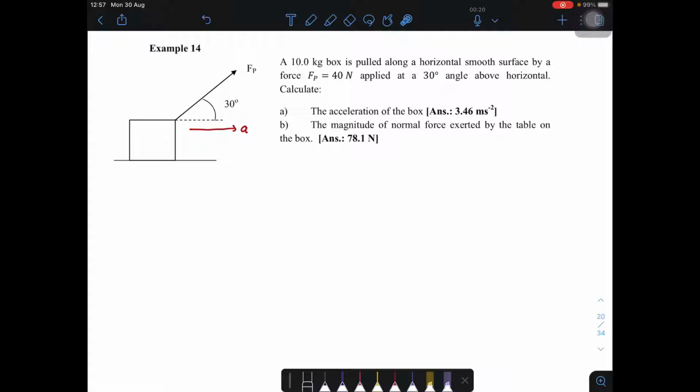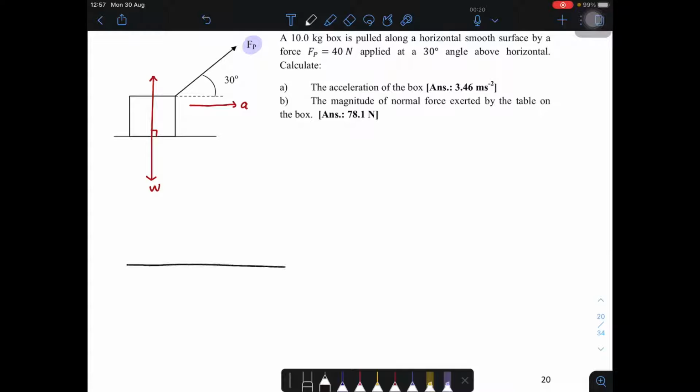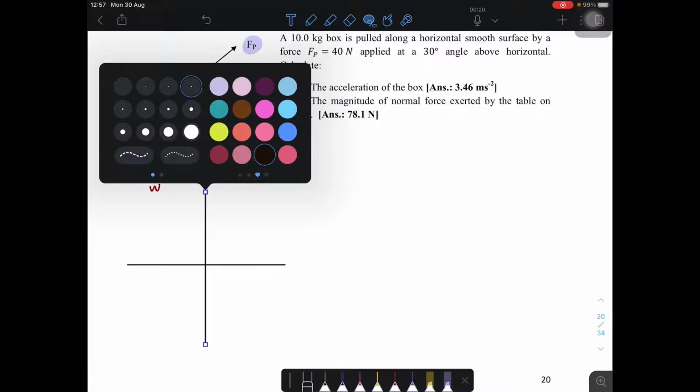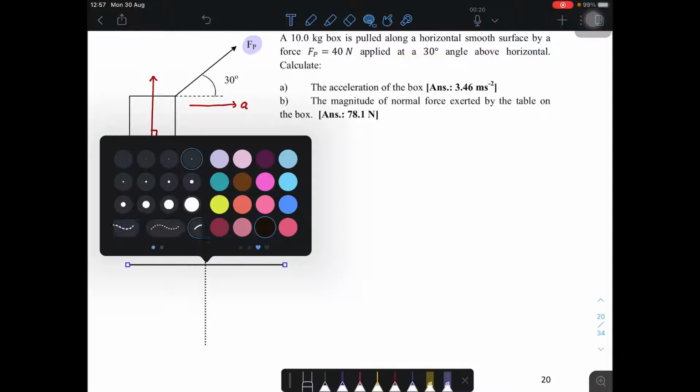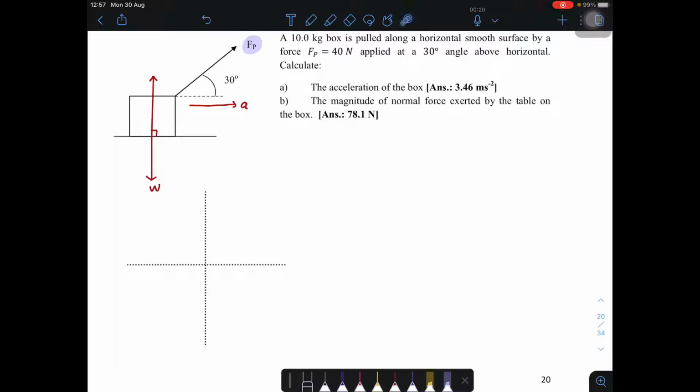Okay, so first thing to do, we identify the forces. As usual, we have the weight force going downward, and since it is on a table, we have the normal force, and then the external force, and that's it. The surface is smooth, so we don't have any friction. So now let's draw the FBD. When you draw the FBD, make sure you draw the X and Y axis in dotted line, because we don't want to mistake it as a force.